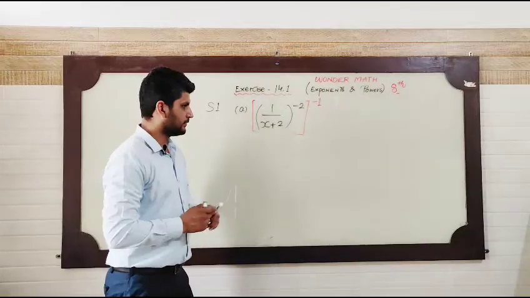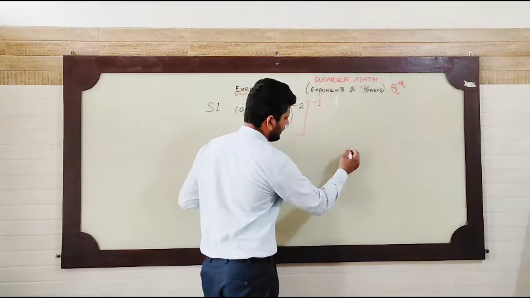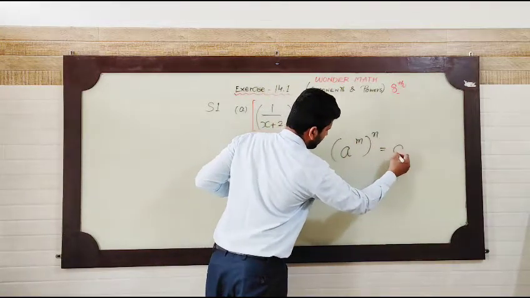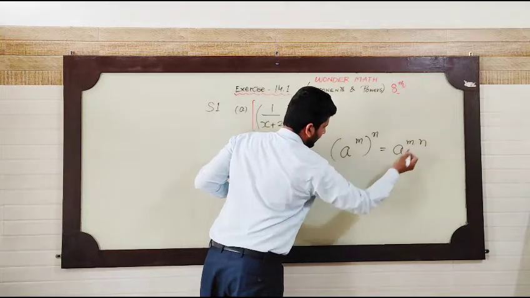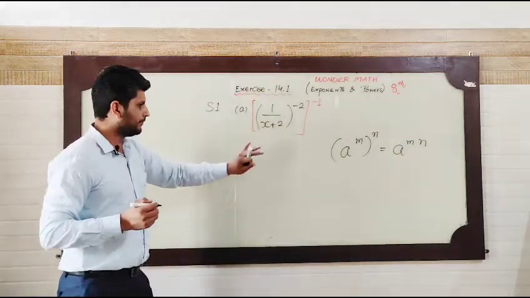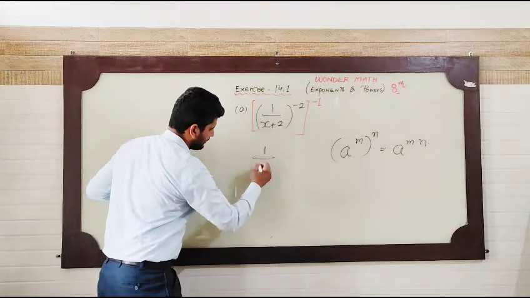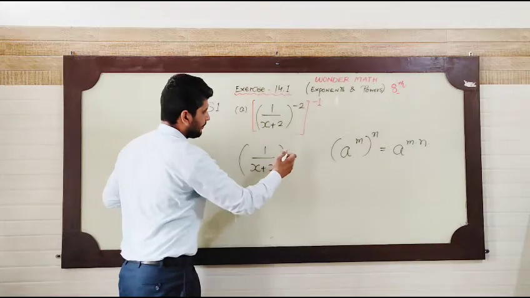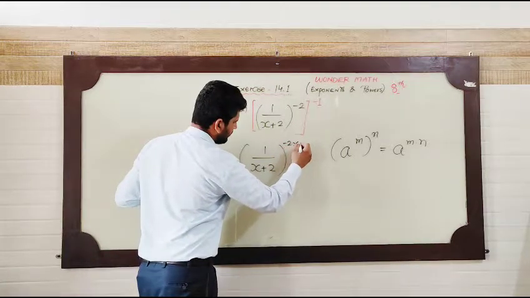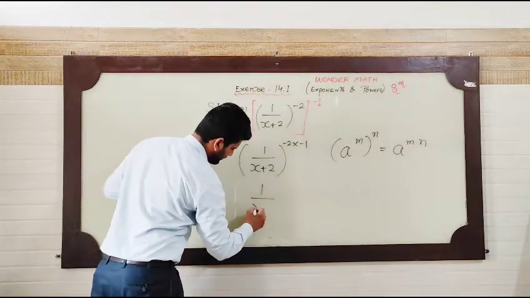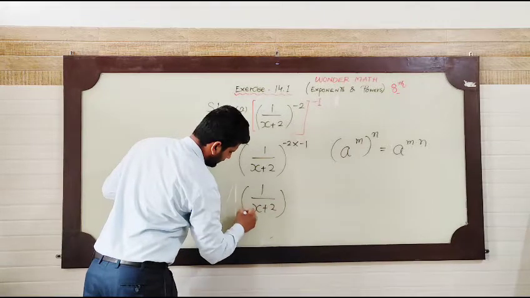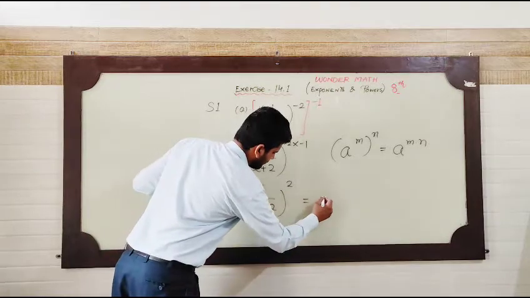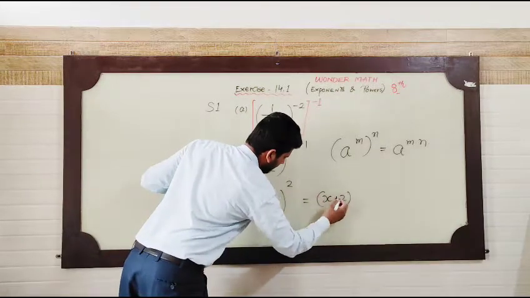S1, we have to simplify this value. We have done a property of similar kind. If a power m, whole power n, this can be written as a power m into n. Same property we'll use here. This is our a, 1 upon x plus 2. We just simply multiply these two powers. It becomes -2 into -1. So this becomes 1 upon x plus 2 whole power square. You can write this as the answer, or you can convert it this way, x plus 2 whole power -2.